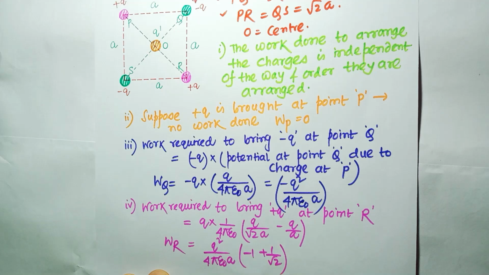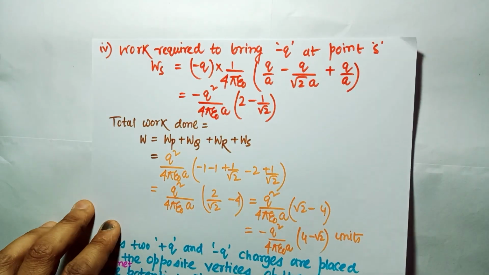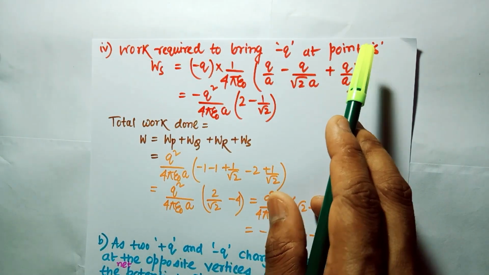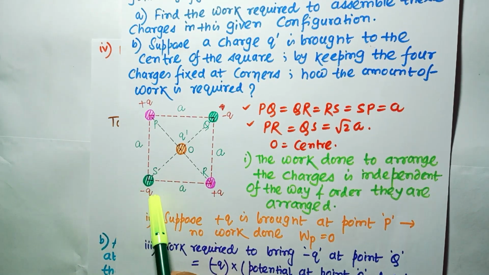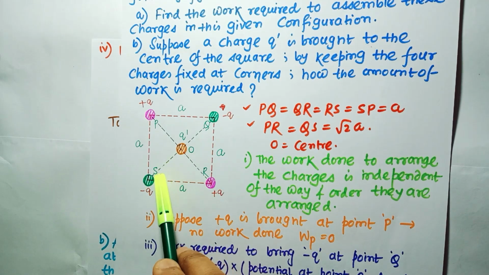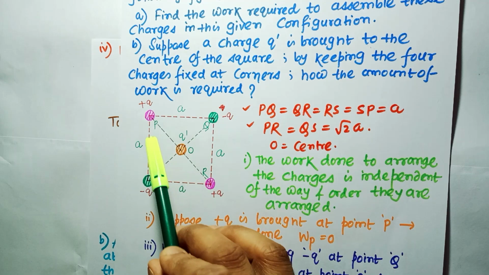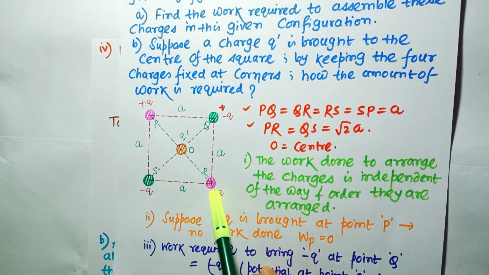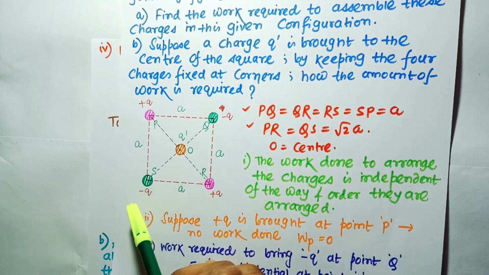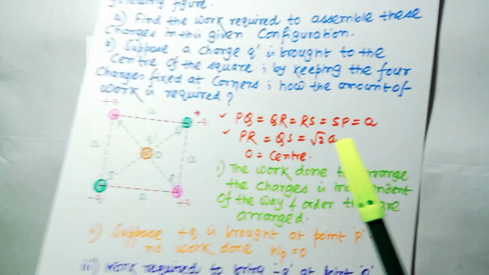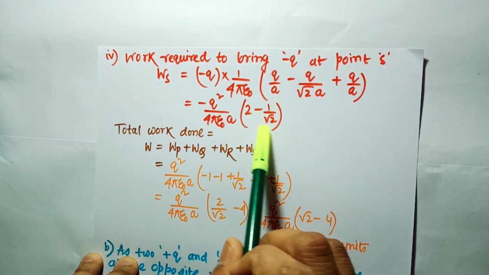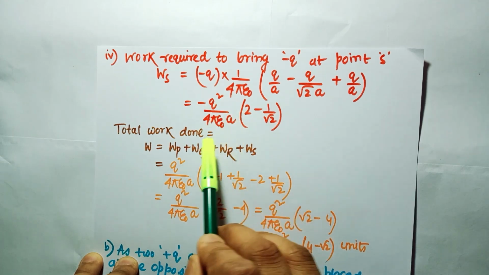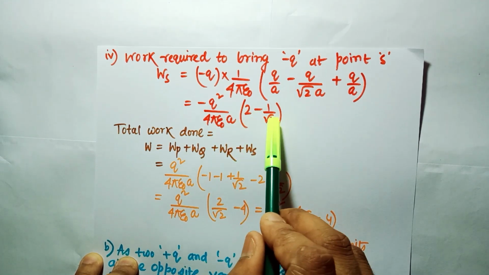Then the work required to bring minus Q to the point S, because you can see there is a minus Q charge. When I bring the minus Q charge from infinity to the point S, it will feel the electric force due to the potential of plus Q, minus Q and plus Q here. It will feel the force due to the 3 other charges. So what is the required work done? It means minus Q charge times the potential due to the other 3 charges: minus Q square divided by 4 pi epsilon naught A times 2 minus 1 by root 2.